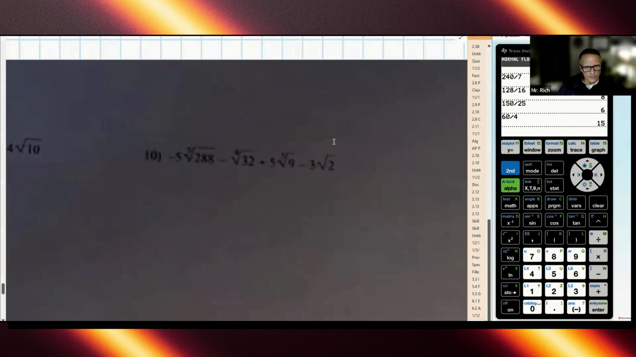All right, okay, this looks like a good one here. Taking a look at number 10. That looks interesting. All right, Amber, is that a third root right there? Oh, it is a 5.